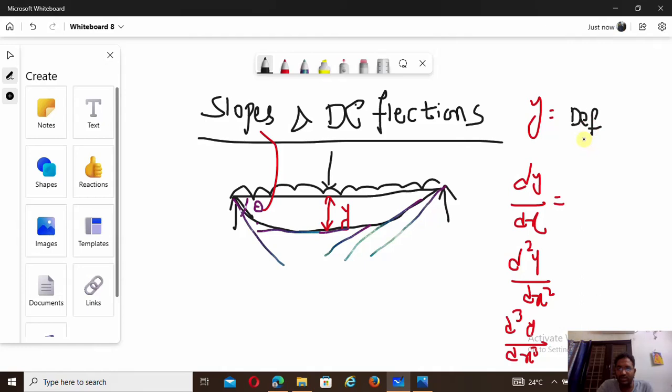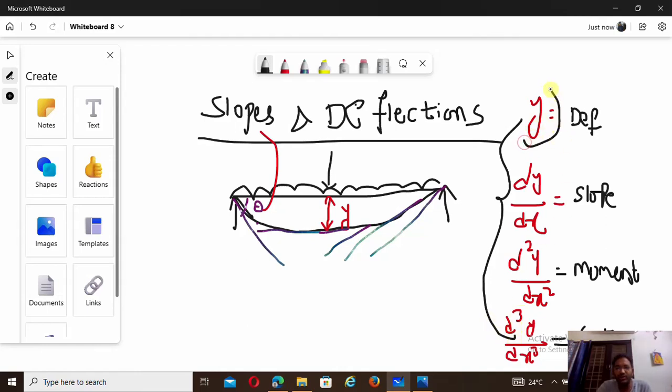If you differentiate the deflection y, you get the slope, so dy by dx is the slope. Again you differentiate, you get the moment, and again you differentiate, finally you get the shear force. So there is an interlink between each category. You differentiate y and finally reach d cube y by dx cube. These are very important terms from the civil engineering point of view, and very useful in future also.